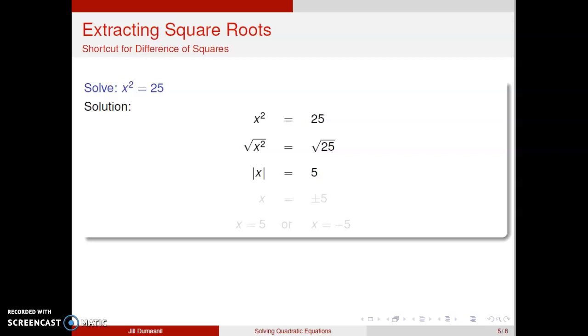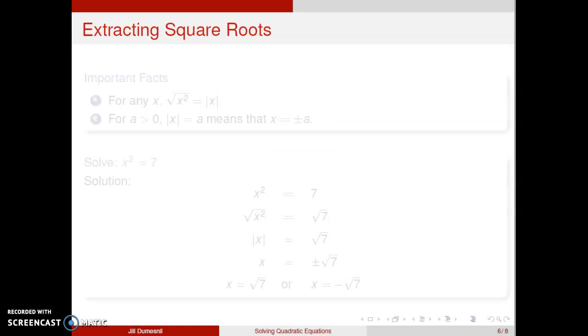Now, as we've seen repeatedly, the square root of x squared is absolute value of x, and the square root of 25 is 5. Then to solve the resulting absolute value equation, we get x equals plus or minus 5. Therefore, the solution is x equal 5 or x equal negative 5.